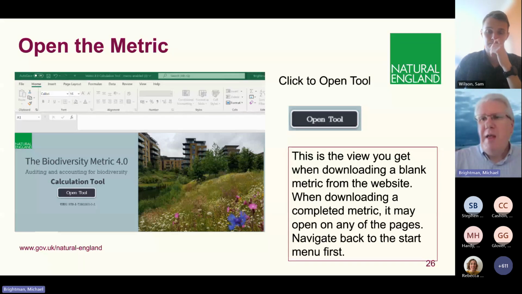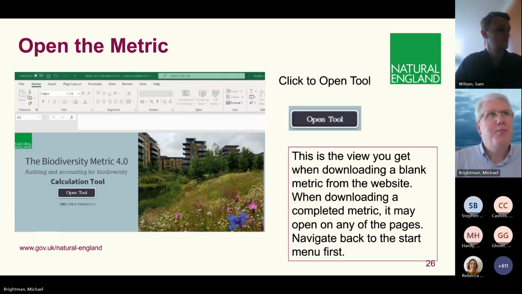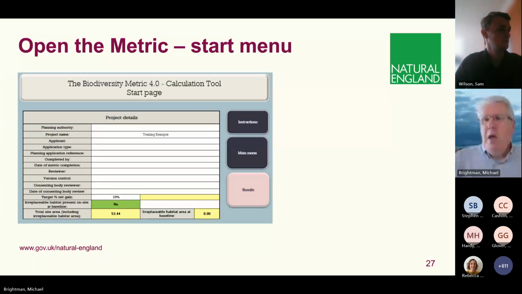One of the quirks of Excel, so not of the metric, but of any Excel workbook where there are multiple tabs, is that when it's opened, it opens at the page on which it was last saved. Now, Sam and I will demonstrate this and how to navigate around a metric, but just be aware, every metric is likely to open on different pages. And the first piece of advice would be, once it's open, to then navigate to the start menu, and we'll show you how to do that shortly.